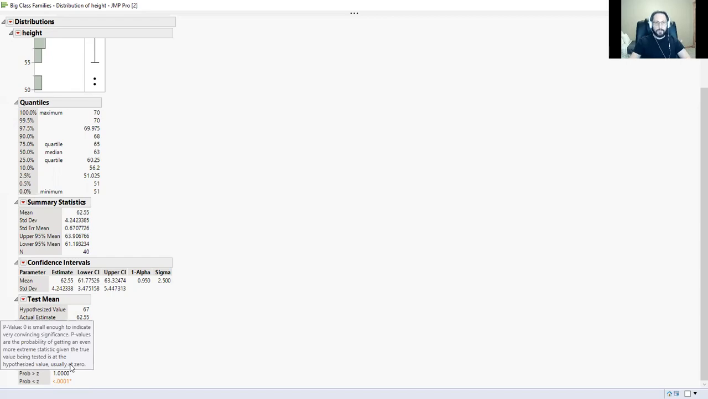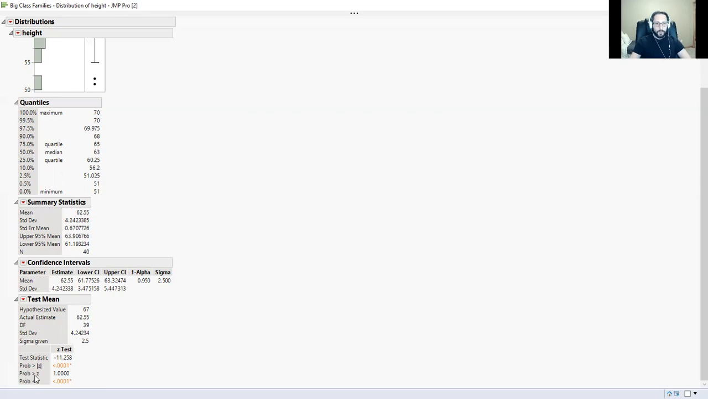P-values are the probability of getting an even more extreme statistic given the true value being hypothesized. So these are some very small values. Here's a very large value. So what does this read? The fact that this is highlighted here says that this is enough to say that the probability that it's greater than the absolute value of z, this is the two-tailed test. So we reject the null hypothesis on the two-tailed test.